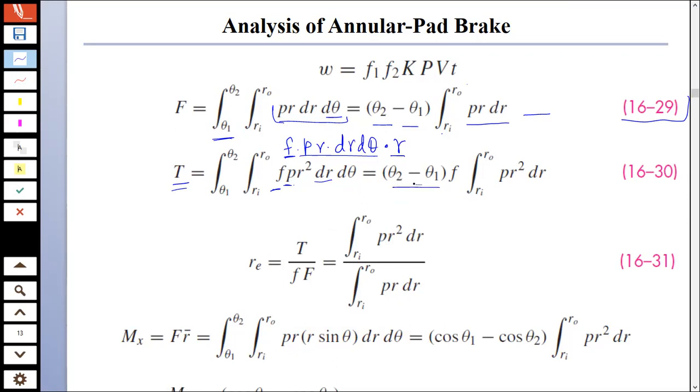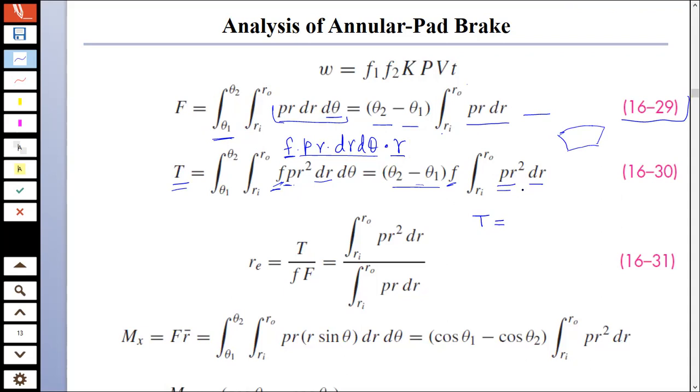So it will be theta 2 minus theta 1. Take the coefficient of friction out because that is constant. We are left with p r square dr. Now one more thing. Let's say I'm talking about an equivalent radius. What will be the equivalent radius of this pad in order to have that torque T?